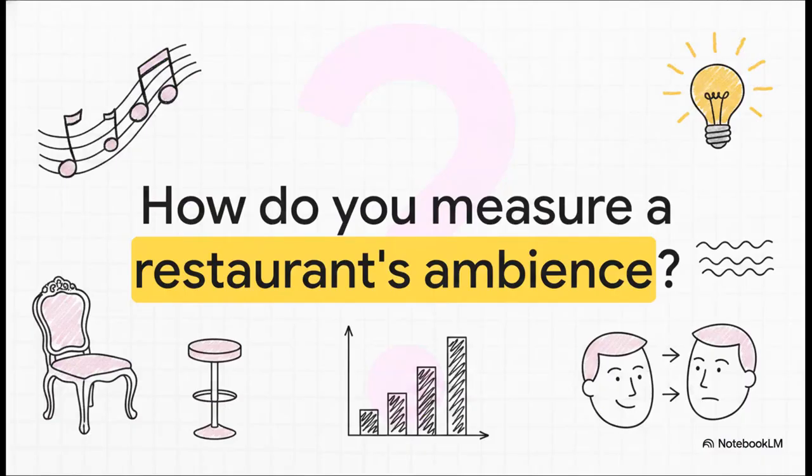Imagine for a second you own a restaurant, or maybe you're planning to open one. How do you actually measure the ambience of your place? It's a highly subjective, really complex business scenario straight from our text. How do you quantify the volume of the music, the style of the furniture, or the warmth of the lighting, especially when every single customer perceives those things completely differently?